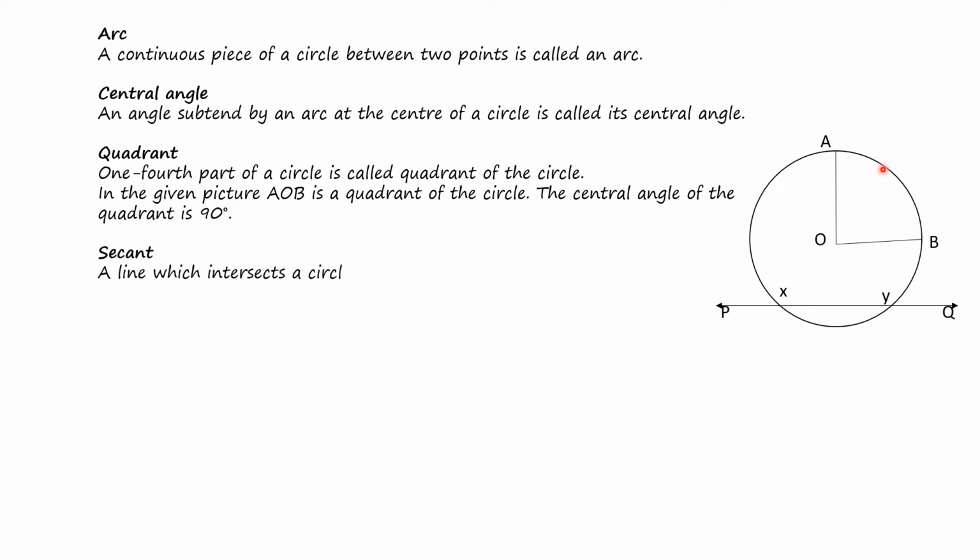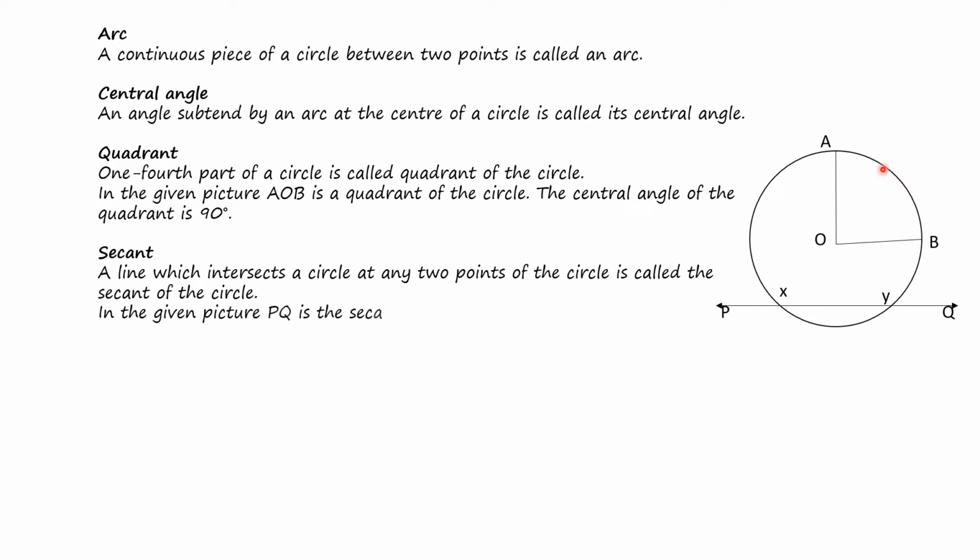Second, a line which intersects a circle at any 2 points of the circle is called a secant of the circle. In the given picture, PQ is the secant of the circle. Friends, there is a minute difference between a chord and a secant. If we eliminate this PX and QY, we can say XY is a chord, but PQ is a secant.